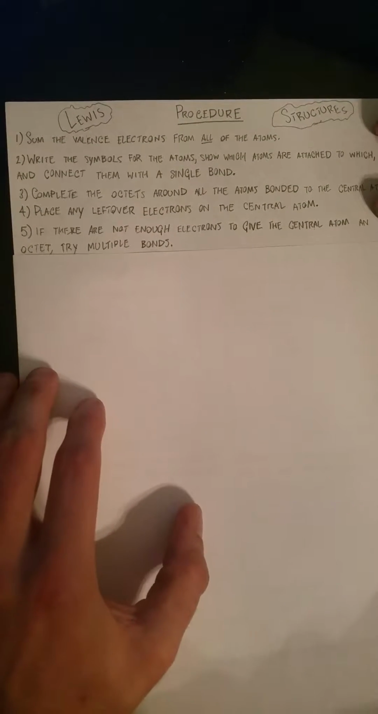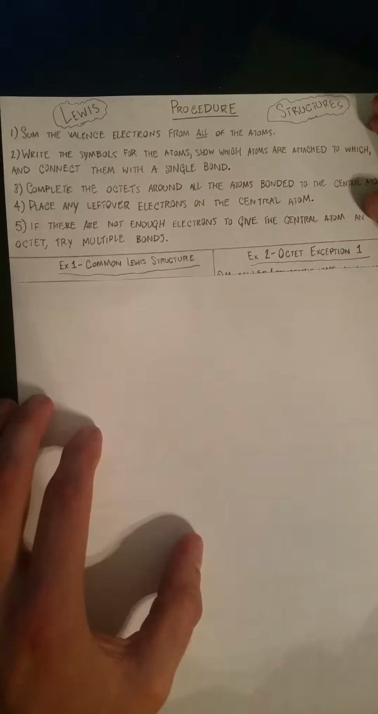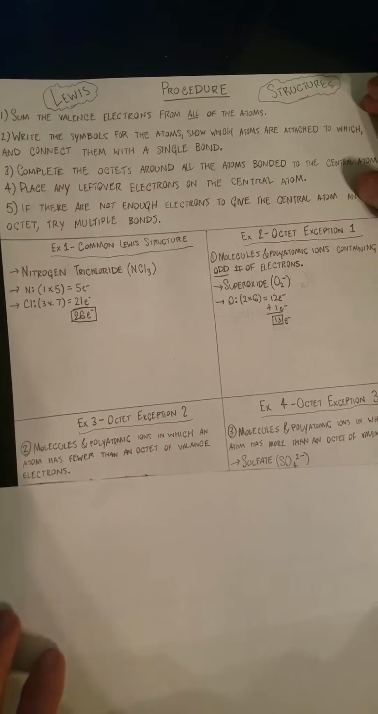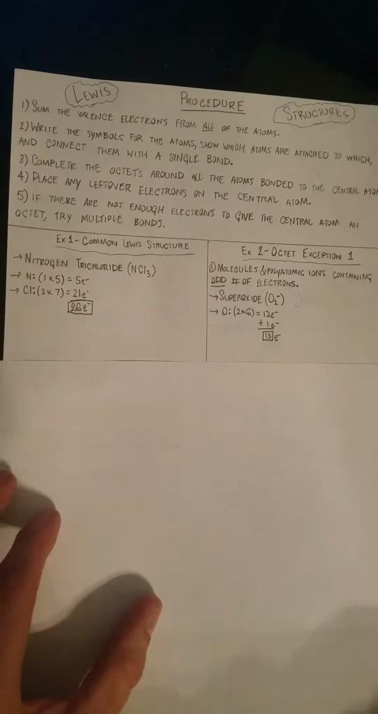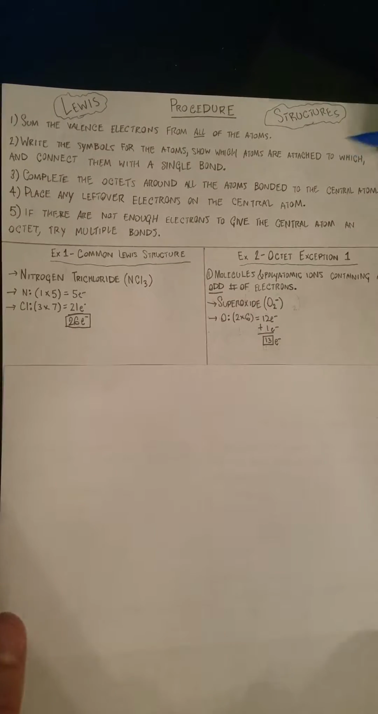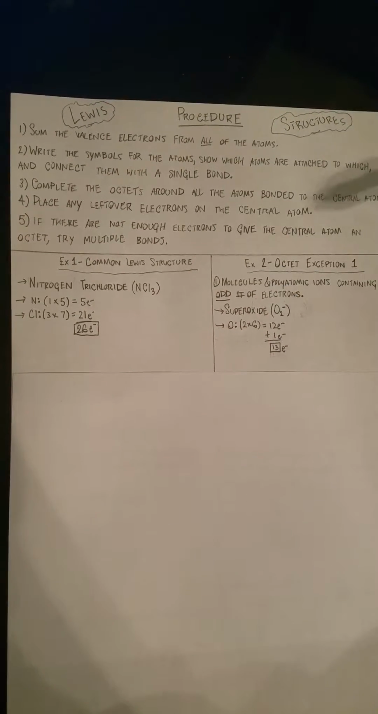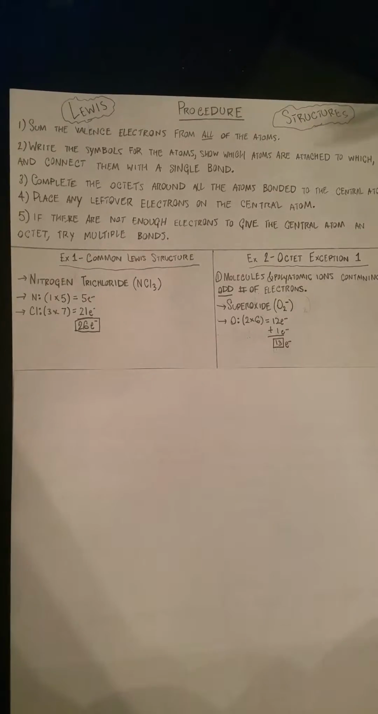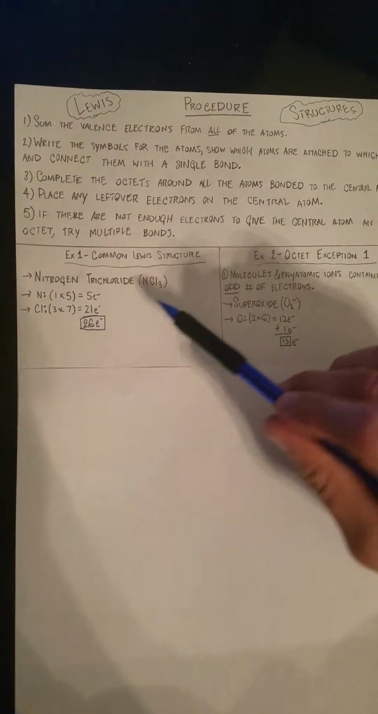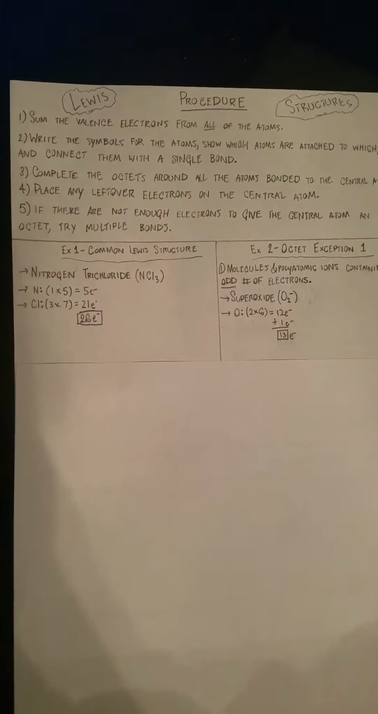So here we go. We've chosen four examples to do, and I've gone ahead and listed out some of this information just for the sake of time, because these can get pretty lengthy and because I'm doing 4 examples instead of 1. So the first example is going to be just a common Lewis structure.